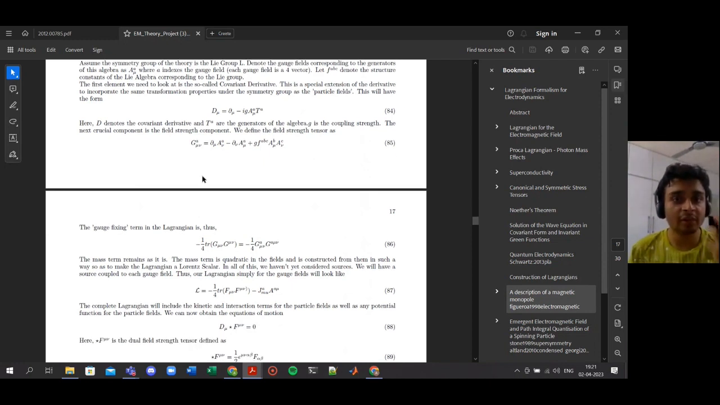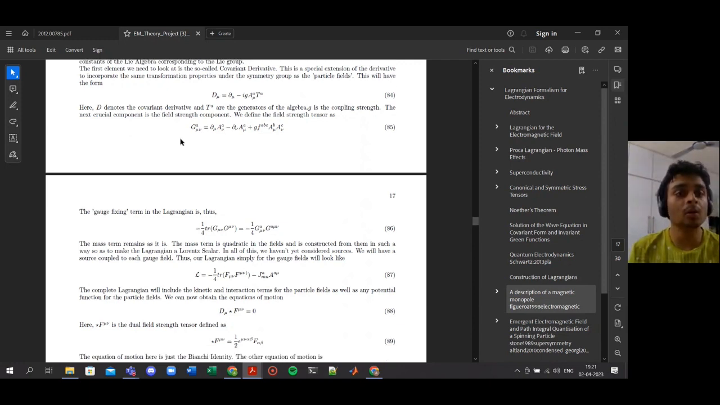The first thing we need to define is a covariant derivative, which transforms exactly like the field. So if a field transforms under some group action, so will the covariant derivative. The covariant derivative of a field transforms exactly like the field. That is defined by equation 84, where T^a are the generators of the group. D is the covariant derivative, like I said.